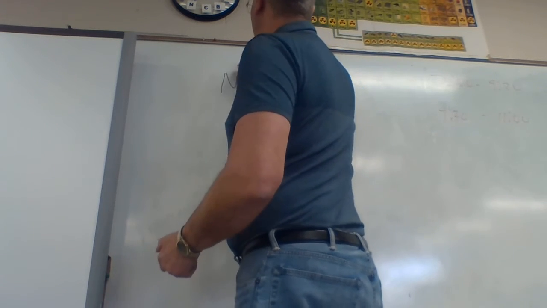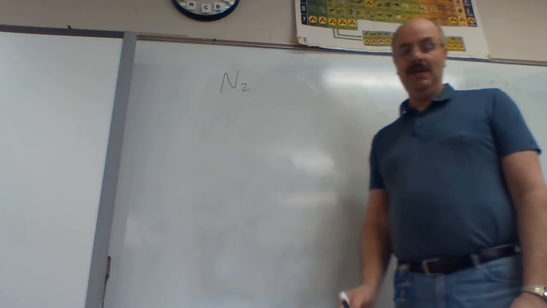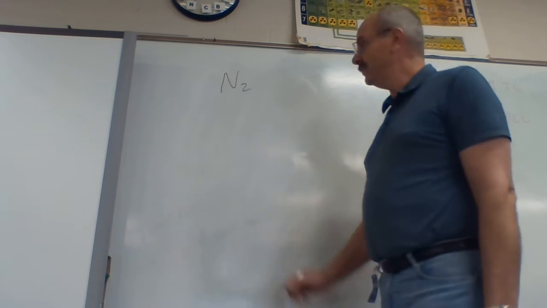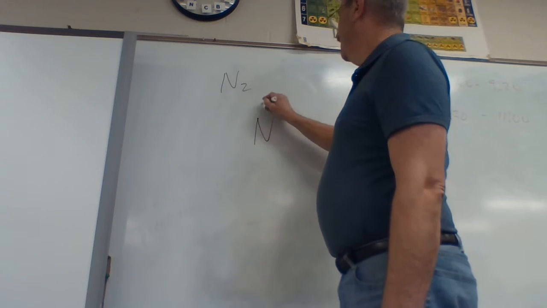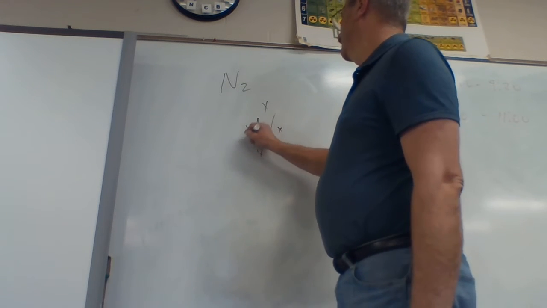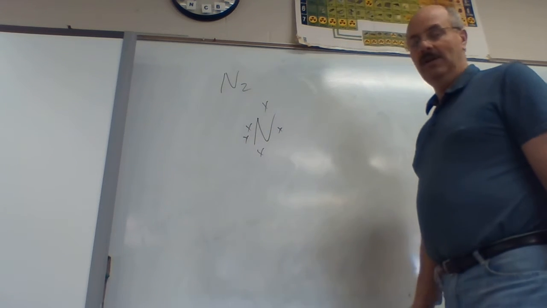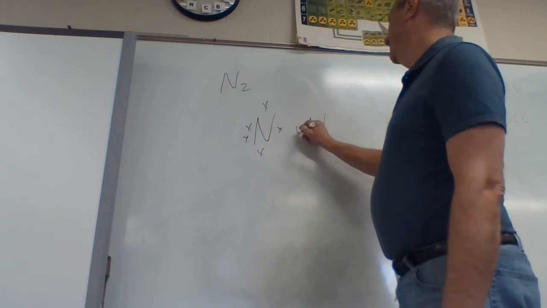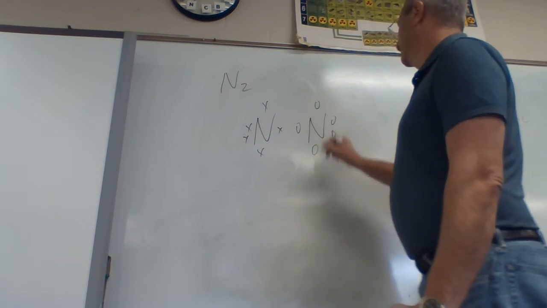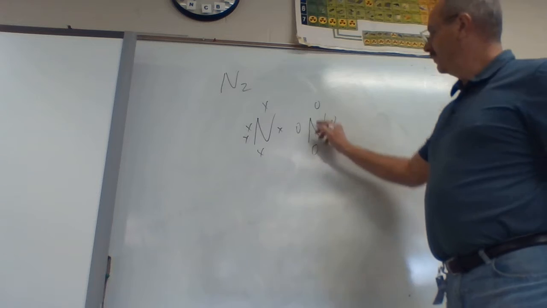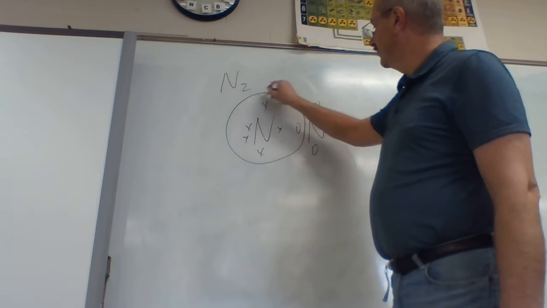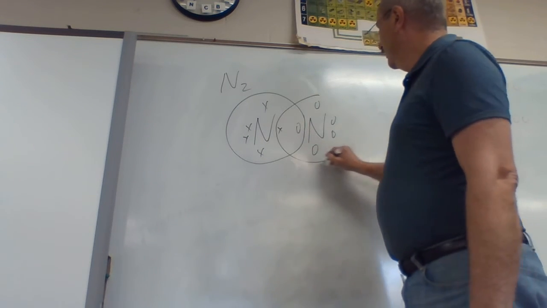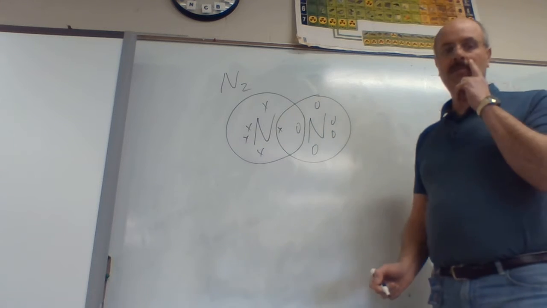And for this one, we're going to do N2, or atomic nitrogen. So if I do this, we got 1 nitrogen, he's got 5. There's 1 nitrogen. We're going to have him bond to another nitrogen, who's got 5. There's his 5. Now let's do my circle. There's the 1 nitrogen. Here's the other nitrogen. There's the ones that are being shared in between.